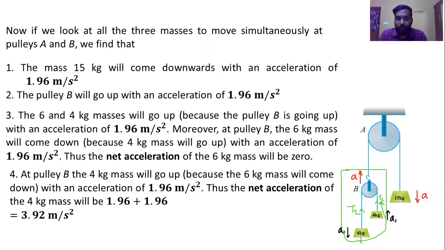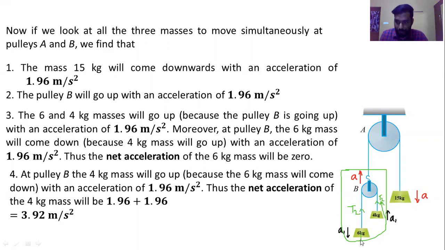So we need to find out the net acceleration of the blocks. I guess this is the concept-wise easy method for solving. First we solve the 15 kilogram and the whole block considered as a single unit. Then separately consider this unit and find out the individual accelerations. So calculate the net acceleration by adding up or subtracting.